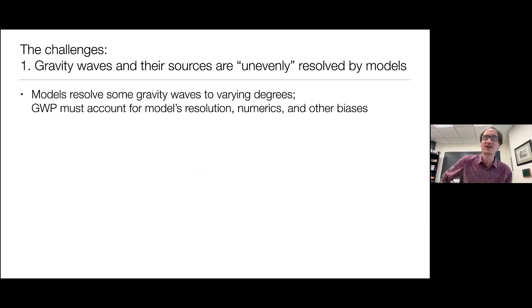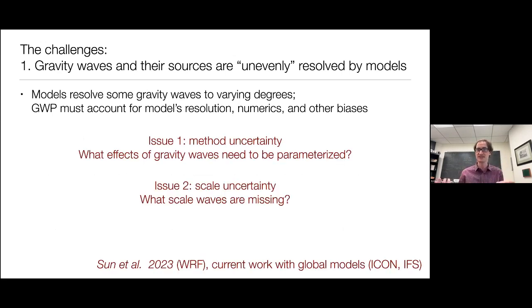So what makes this hard? The first problem is that what we're aiming for is challenging, right? The gravity waves and their sources are unevenly resolved by models, right? So again, the models can get gravity waves, but it's really a function of what's the resolution, what are their numerics, which affects the effective resolution, and other possible biases. You can flip this and say, well, part of this I have to learn what the model is doing wrong, or I can say when I have a high resolution data set, what am I trying to extract?